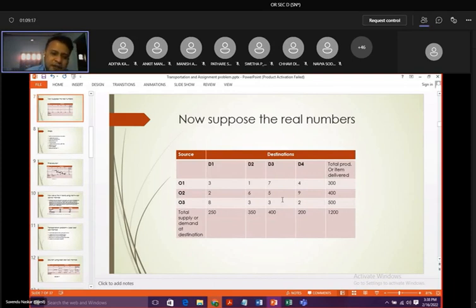So now you are all seeing this slide 7. Now suppose the real numbers, right? Yes, sir. Okay, great. Thank you. So if you see the first row, just concentrate on the first row. Your least cost is 1. And we are saying that we allocate the maximum we can in the least cost. What is the next least cost available in this row?